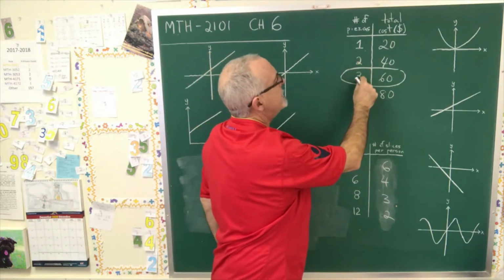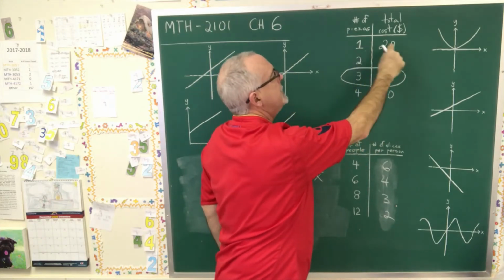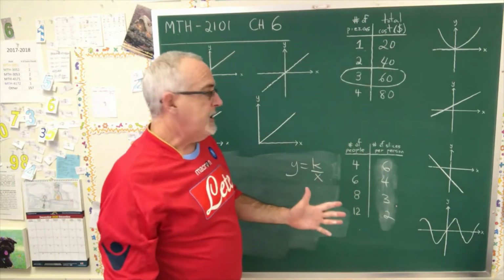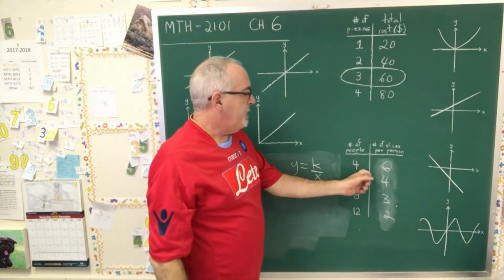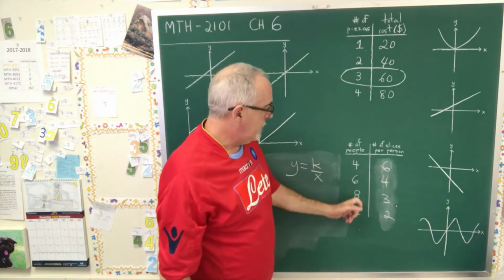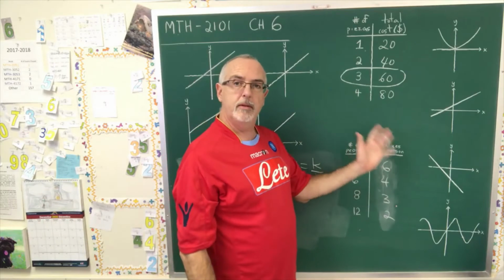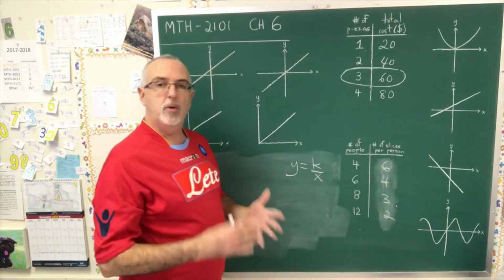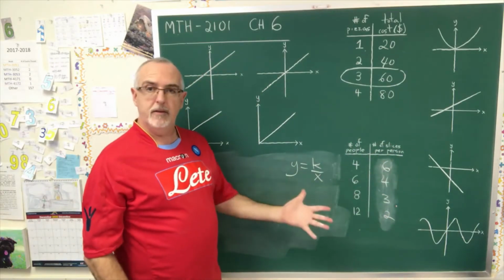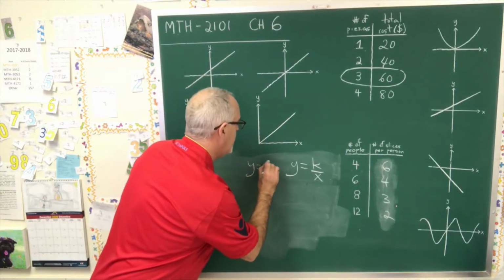More pizzas means more money has to be spent to buy them. Less pizzas means less money is spent. That's direct. But here, more people means less slices per person. As we go up more people, yes, it's less and less slices. Less people means more slices per person. This is a more means less situation, so it is an inverse proportion and it will have this form. It can also be written y equals a over x.